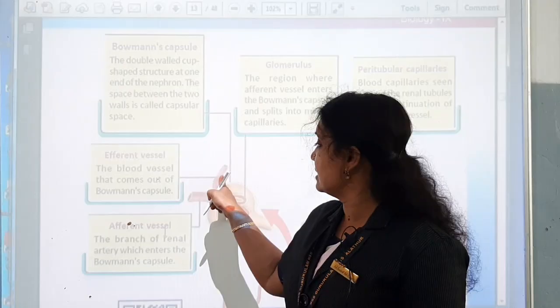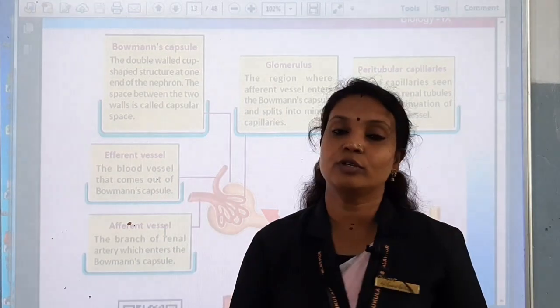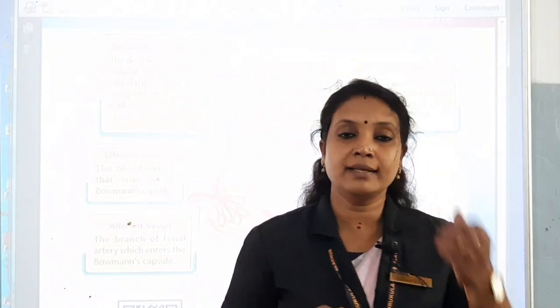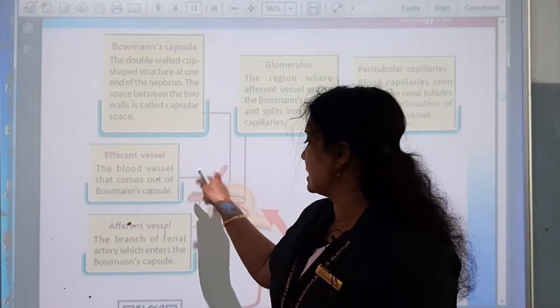Then this is the efferent vessel, the blood vessel that comes out of Bowman's capsule. That is, the blood flowing through the minute blood capillaries called the glomerulus is carried out of the Bowman's capsule by the blood vessel called the efferent vessel. Okay, so this is the afferent vessel and this is the efferent vessel.